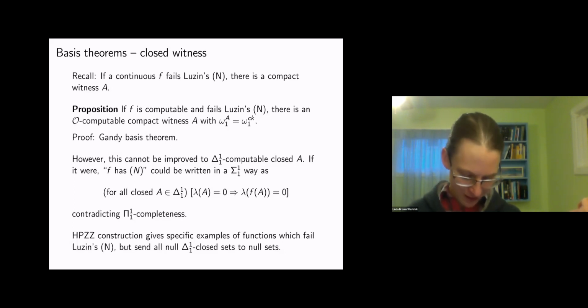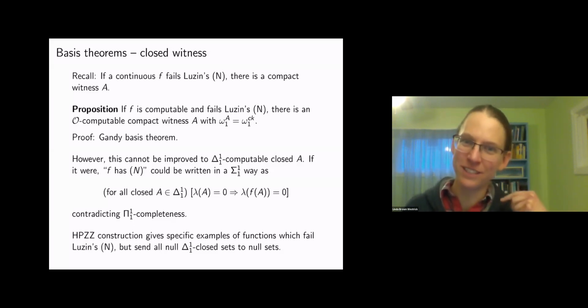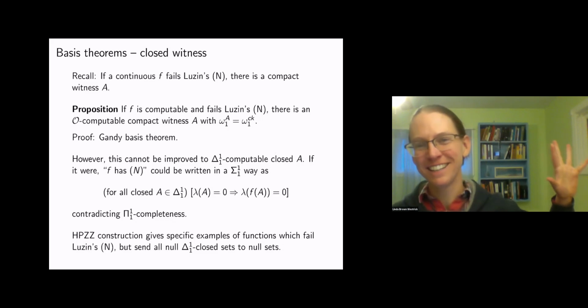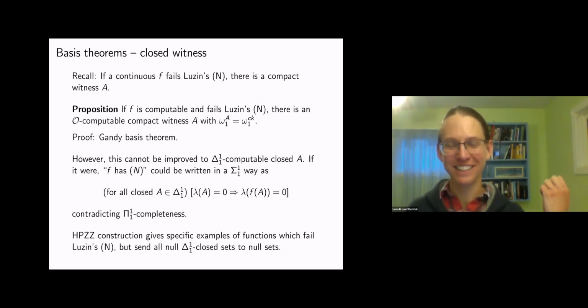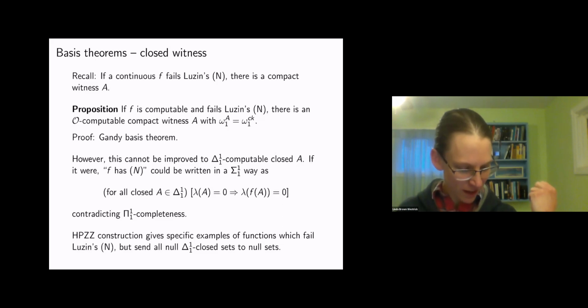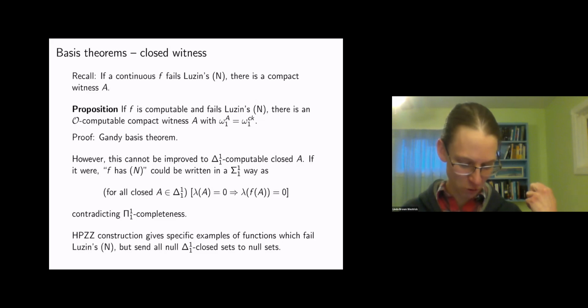Okay, so if you are looking for specific examples of functions that fail to have Luzin's n, but nevertheless send every null pi11 closed set to a null set, then you can go through that construction that I sketched, the HPZZ construction on the previous slide, and start out with an ill-founded tree, but none of whose paths are hyperarithmetic. And then you can come up with a bad example like this. Okay, so that's the situation for closed witnesses. And I ran out of questions to ask about closed witnesses. I don't know if there is a way to thread the needle between, delta 1, 1 is not enough, but you can get hyperarithmetically low.